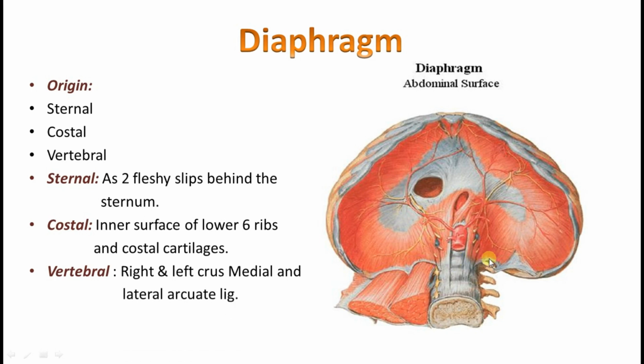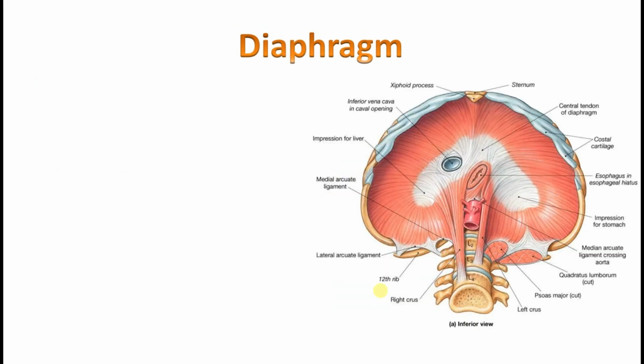And more laterally, it also takes origin from the medial and the lateral arcuate ligaments. We know what the medial and lateral arcuate ligaments are. The medial arcuate ligament is the thickening of psoas fascia; you are able to see the psoas major muscle. The lateral arcuate ligament is the thickening of the anterior layer of thoracolumbar fascia; it is the quadratus lumborum muscle which you are seeing here.